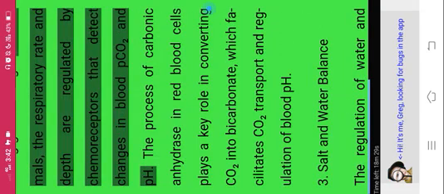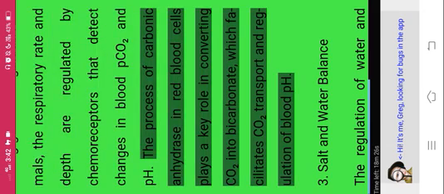In mammals, the respiratory rate and depth are regulated by chemoreceptors that detect changes in blood PCO2 and pH. The enzyme carbonic anhydrase in red blood cells plays a key role in converting CO2 into bicarbonate, which facilitates CO2 transport and regulation of blood pH.